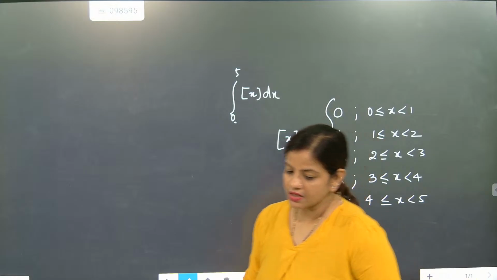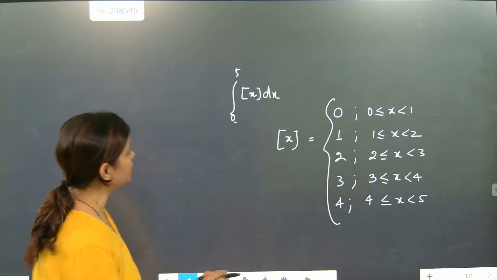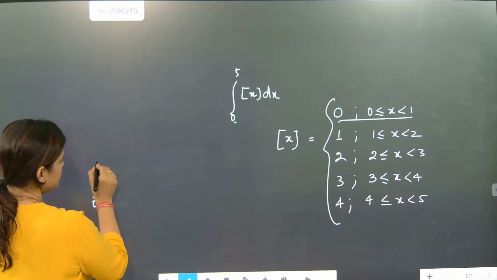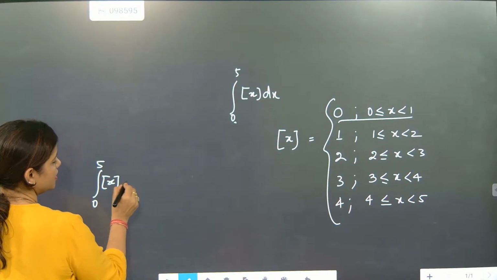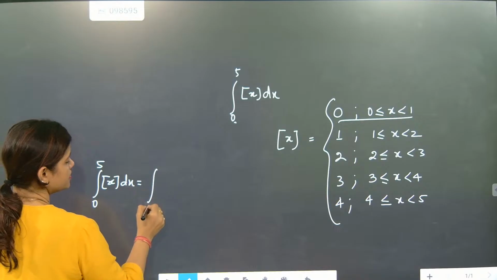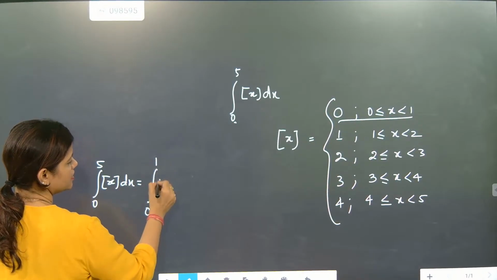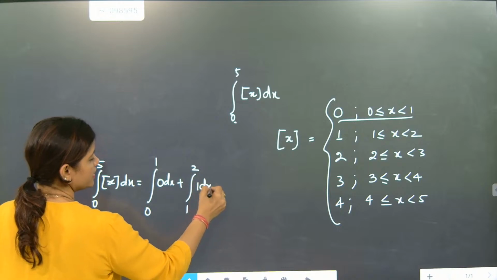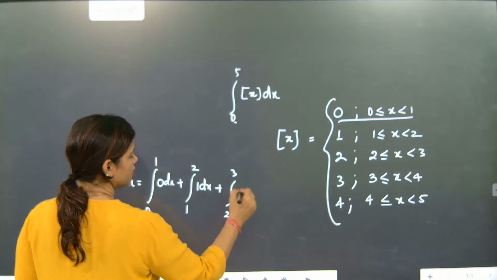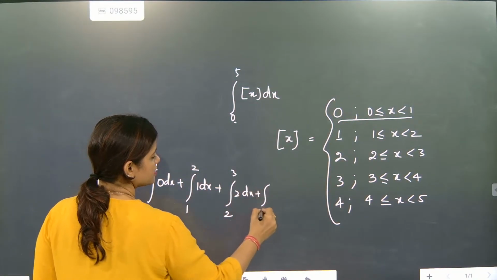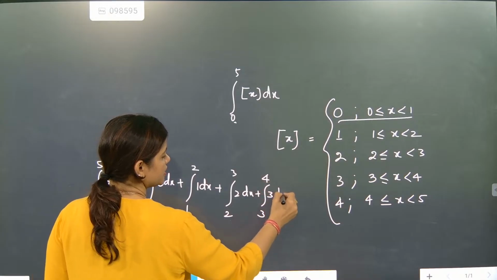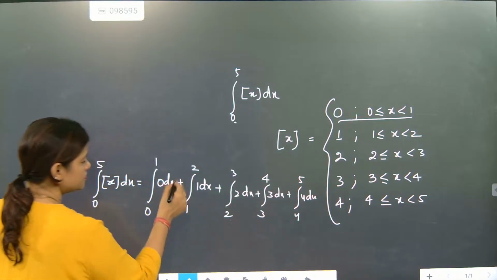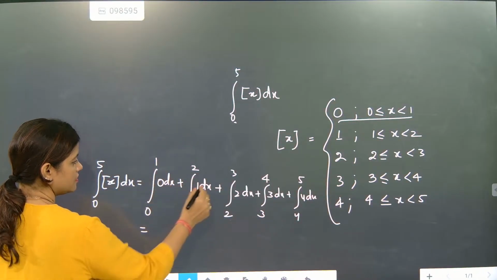Now we are going to start and write the regions. Our first region is this one. We will write greatest integer from 0 to 5. This part dx will be first 0 to 1 of 0 dx, plus 1 to 2 of 1 dx, plus 2 to 3 of 2 dx, plus 3 to 4 of 3 dx, plus 4 to 5 of 4 dx. Then in this part 0 cancels everything. This will become x.